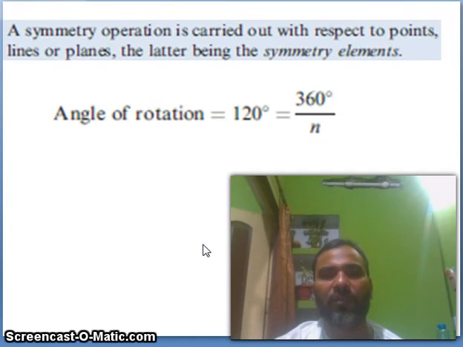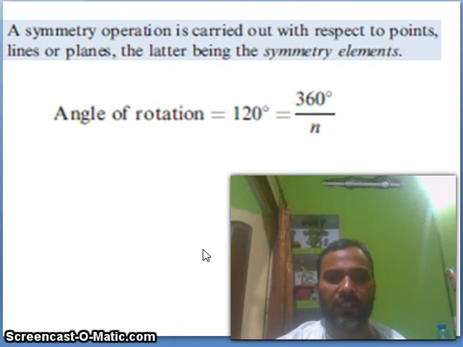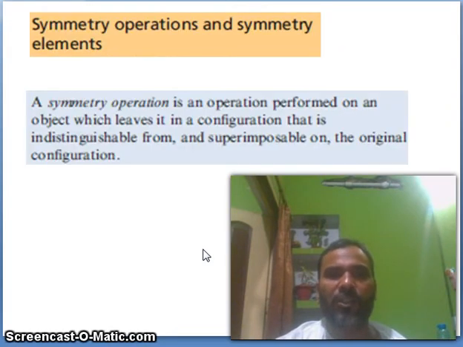Today in this video, I am going to explain about rotation axis present in BF3. In previous lectures, I discussed about rotation axis present in BF3, but in this video I will explain more about the rotation axis. So first, the symmetry operations.